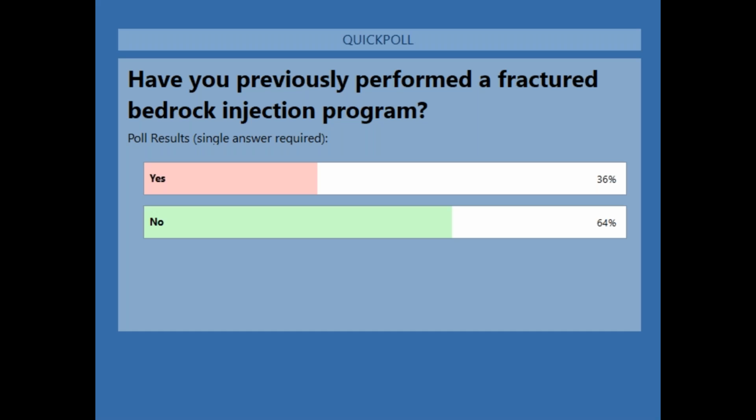I think I can share it. So here's our poll results here. So a little more than a third of you have done a bedrock program before. That's great. Hopefully we showed you some interesting stuff this week and last week to help you with those processes. For those of you that haven't, again, there's a question and a chat window. You can ask questions at any time during this presentation, and we'll address those at the end.